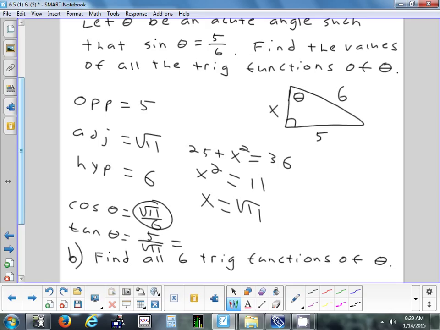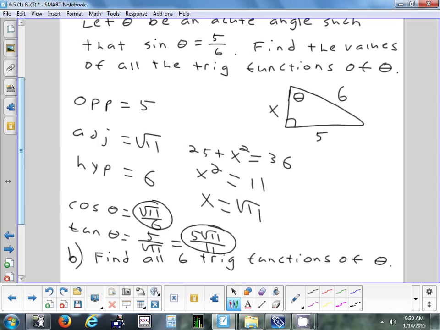And how would I fix that? So I don't have the square root in the denominator. Sam? Multiply them both by the square root of 11. Yeah, multiply top and bottom by what, Justin? Square root of 11. Yeah, so 5 square root of 11 over 11. Okay, so there's our cosine, there's our tangent, we had sine.